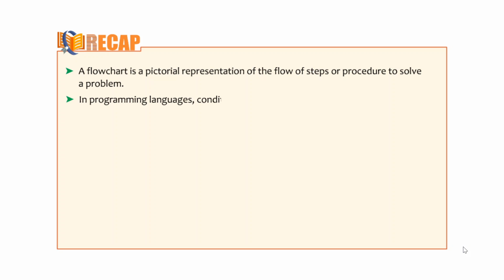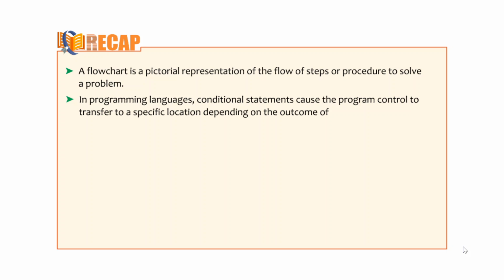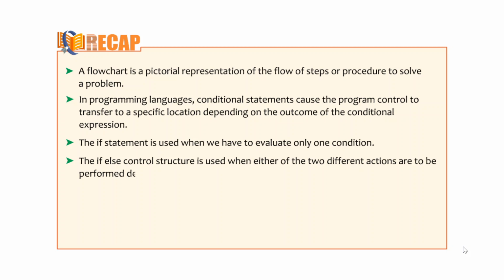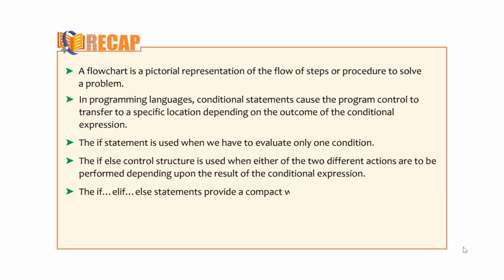In programming languages, conditional statements cause the program control to transfer to a specific location depending on the outcome of the conditional expression. The if statement is used when we have to evaluate only one condition. The if-else control structure is used when either of the two different actions are to be performed depending upon the result of the conditional expression. The if-elif-else statements provide a compact way to perform multiple tests on a condition.